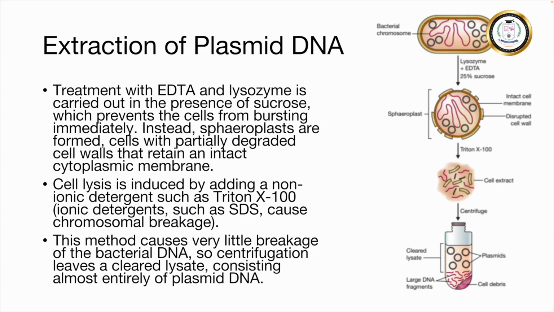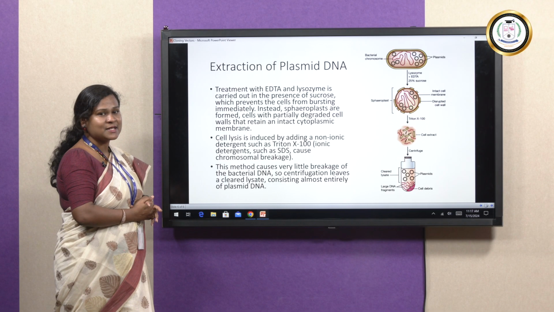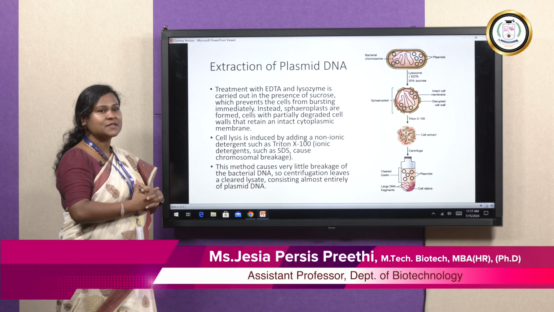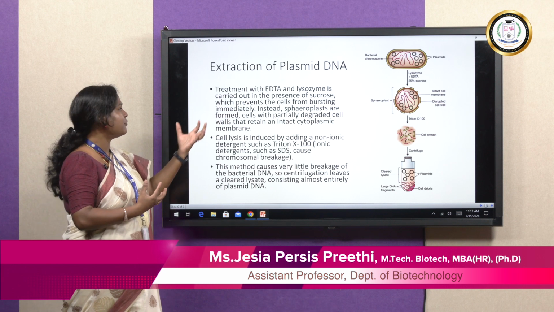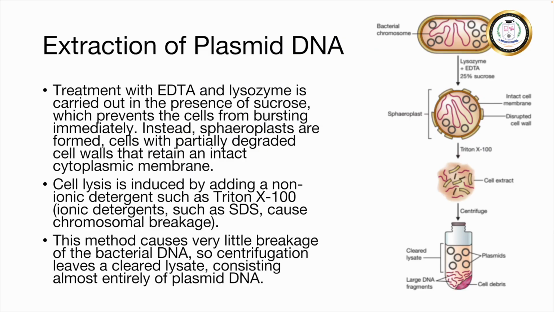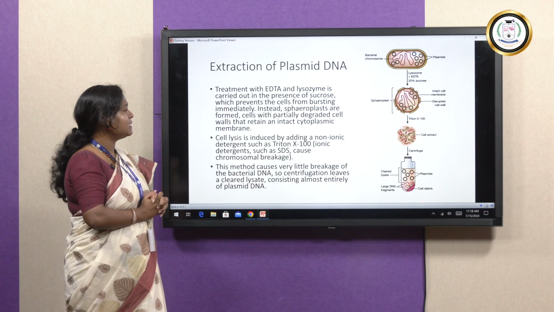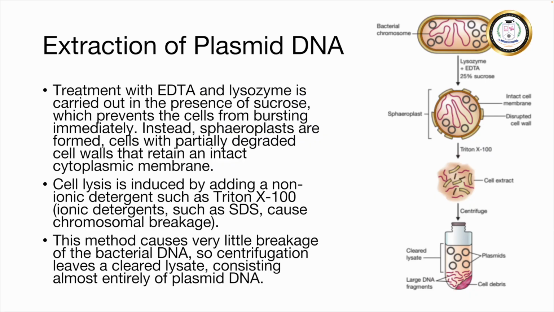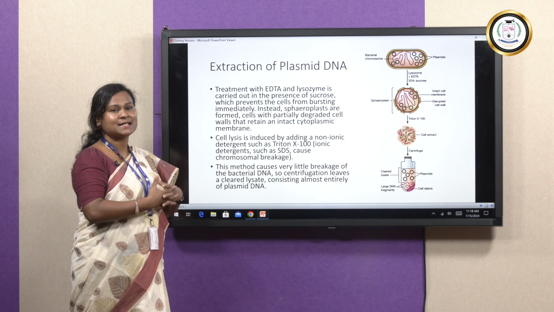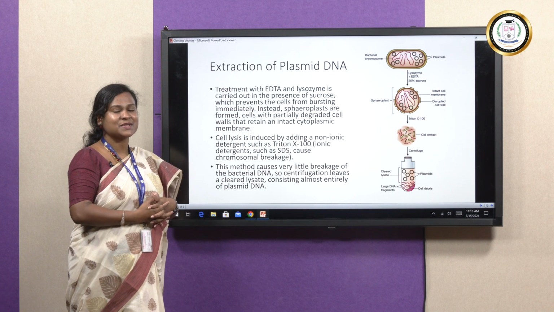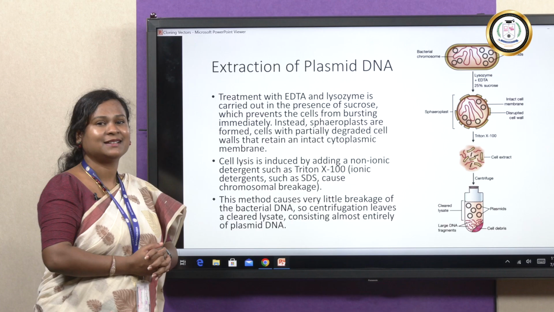For the extraction of plasmid DNA, we subject it to treatment with EDTA and lysozyme in the presence of sucrose, which will prevent the cells from bursting, rather forming spheroplasts. These spheroplasts have the cytoplasmic membrane intact. Therefore, when we subject it to Triton X-100, we can remove the cell extracts, and once the remnant is centrifuged, we can separate the plasmids from the cell debris. This is how we can effectively separate the plasmids, and this plasmid can be used for cloning the gene of our interest. So thank you.